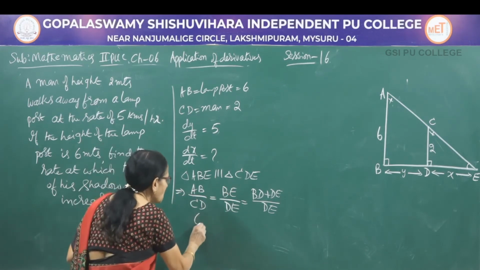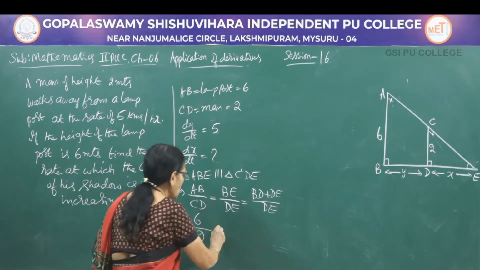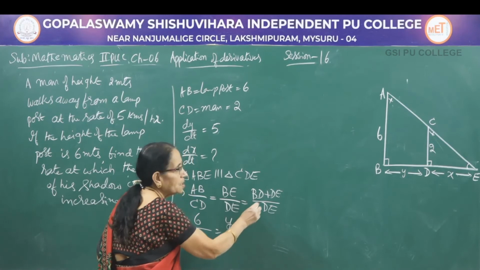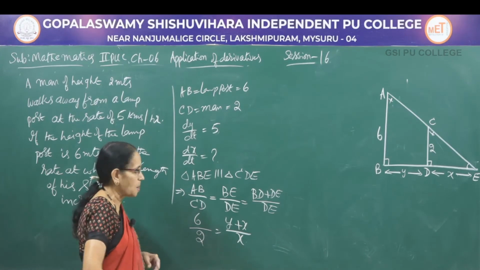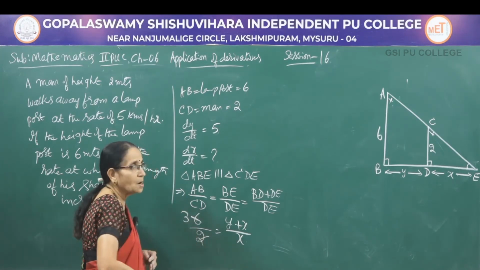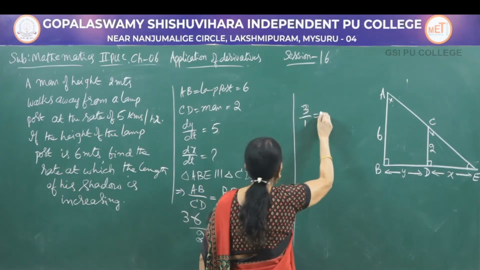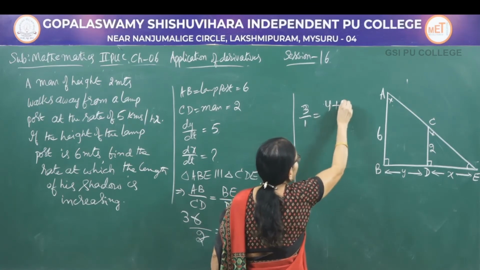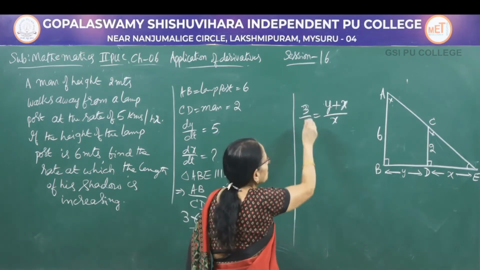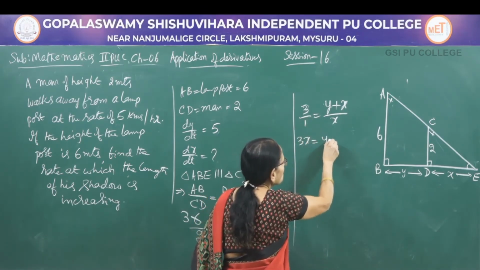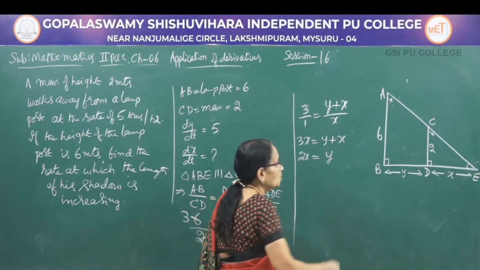Now let me write the known values. AB is the height of the lamp post. CD is the height of the man. Now BD we have taken to be y. DE we have taken to be x, and DE in the denominator also. Now you can cancel: 2 ones are 2, 3 twos are 6. So 3 by 1 is equal to y plus x divided by x. Isn't it? Now cross multiply: 3x equals y plus x. Take x to the left hand side: 2x is equal to y.